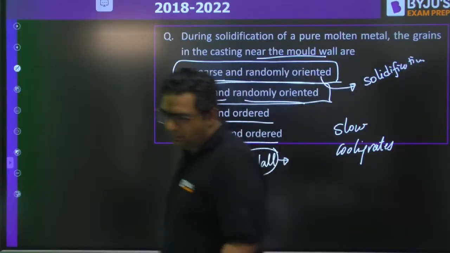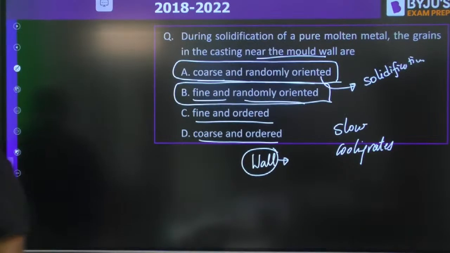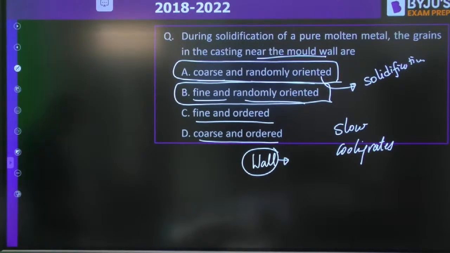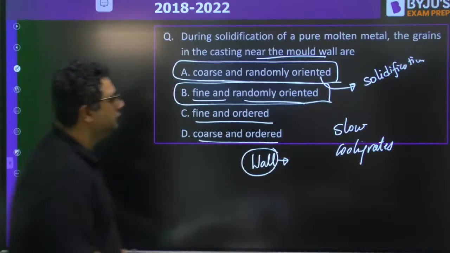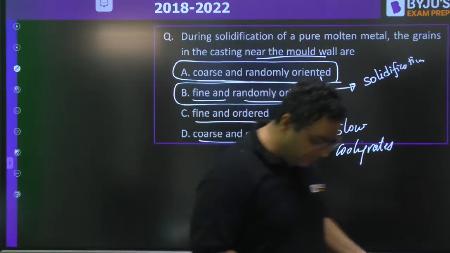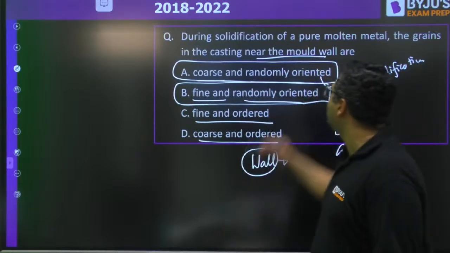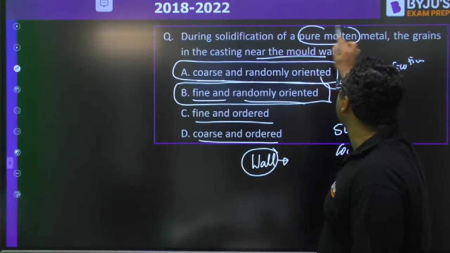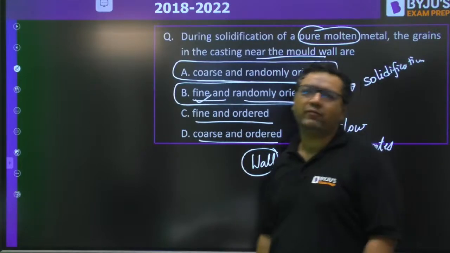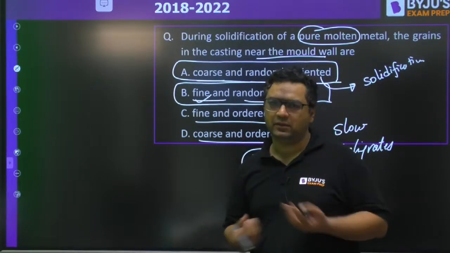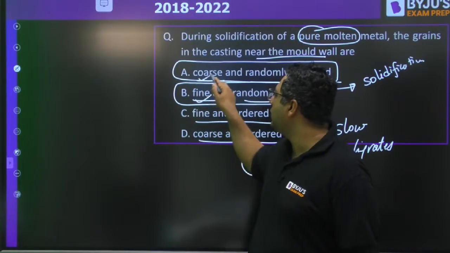Vinod is saying B. What about others? So, dear, when we are talking about pure molten metal, in case of pure molten metal, it is fine. But in general, if you are going to have a lot of nuclei present, in that case, you will be getting coarse.